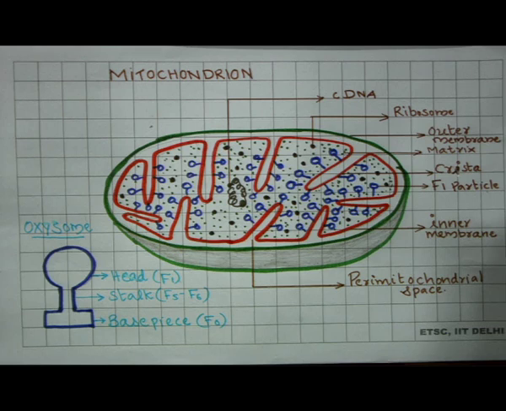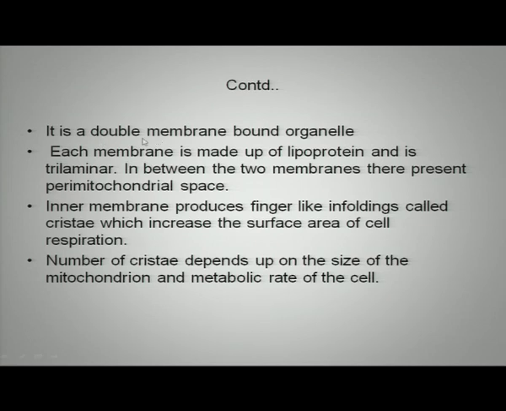So, you can see here once again it is a double membrane bound organelle, and each membrane is lipoprotein in nature in its chemical composition, just like the plasma membrane, made up of lipids, phospholipids and protein molecules. And in between these two membranes, as I have already told you, there is a narrow space, and that narrow space we will call the perimitochondrial space.